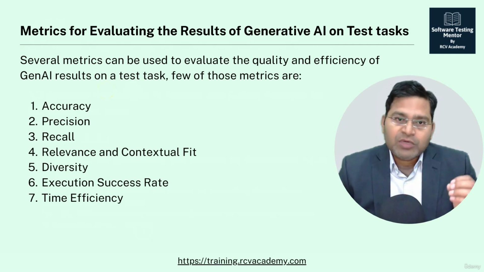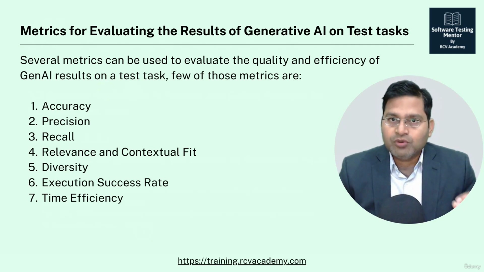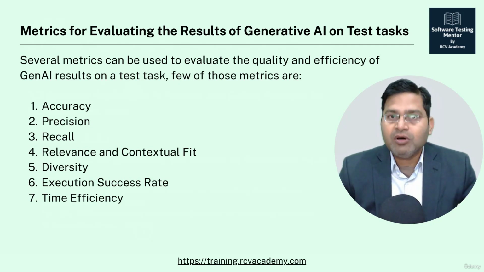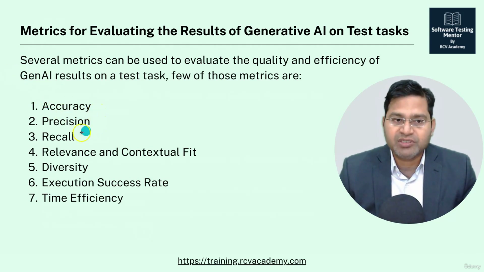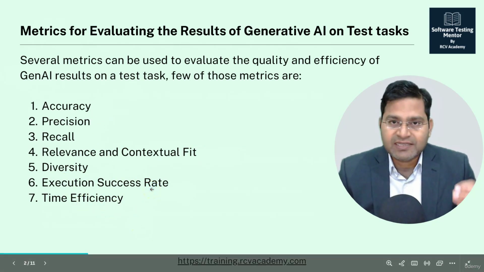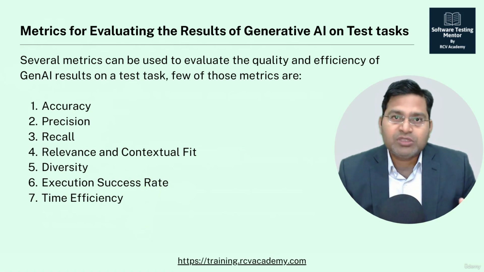So the metrics that we are going to discuss in this tutorial will help you to see whether your prompt is good enough, providing you the accurate and better results, or it's just an average or poor prompt. So a couple of metrics we are going to discuss here are the accuracy, precision, recall, relevance and context fit, diversity, execution success rate, and time efficiency. Now all of these are very important from the software testing and test automation point of view when you are using generative AI in any of these tasks.